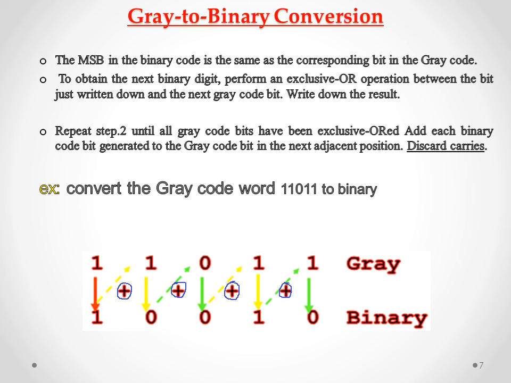Now the second bit exclusive OR the third gray bit. So 0 exclusive OR 0, the answer is 0. Now the third bit exclusive OR the next gray bit. So 0 exclusive OR 1 is 1. Then 1 exclusive OR 1 is equal to 0. So this is the way we can convert gray code into binary format.